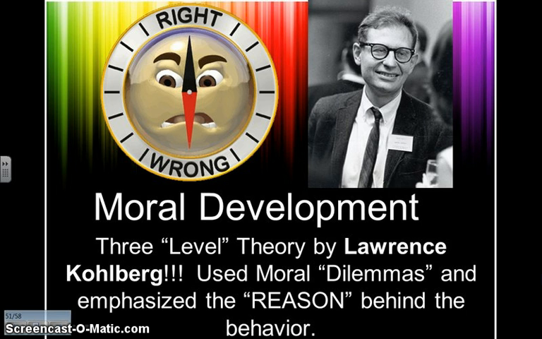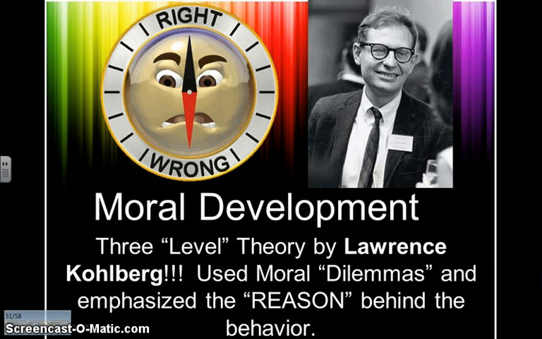And he basically had 6 stages within his theory. The stages were not necessarily age related, but basically said that the higher the number you got to, the higher the stage of morality. So, for example, a stage 4 level of morality was higher than a stage 3.